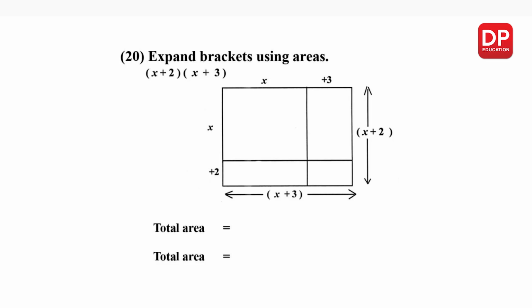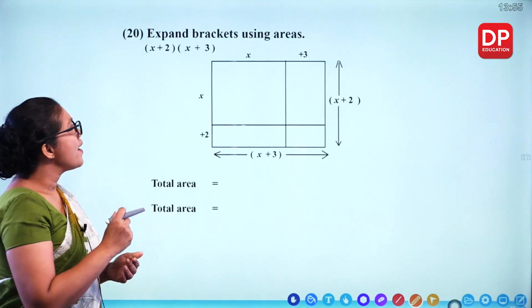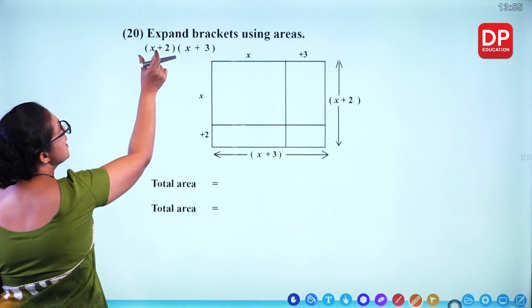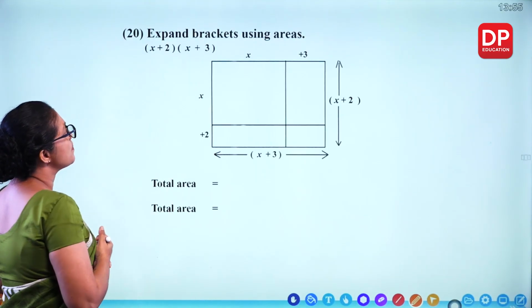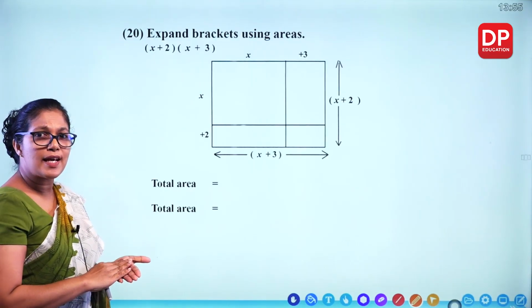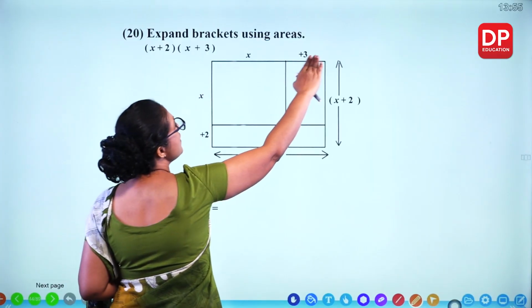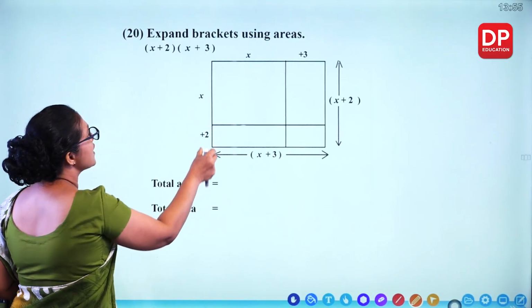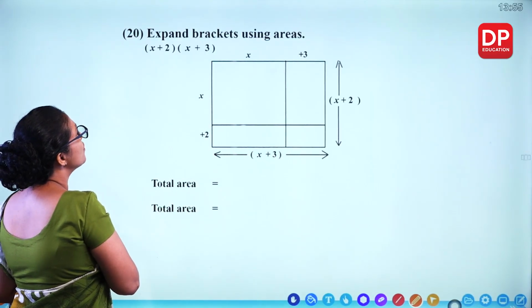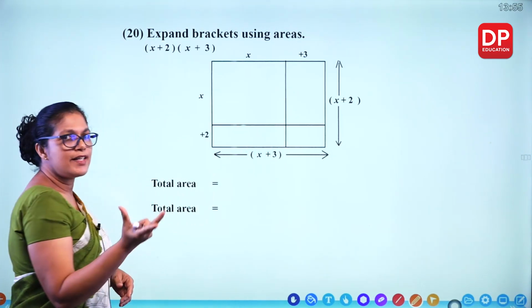Expand brackets using areas. Now we'll use another method to expand brackets. Multiply binomial expressions. So x plus 2, x plus 3. So we think about the area of a rectangle. So x plus 3 we write like this, this way x plus 2. So we can fill each area and add it together.